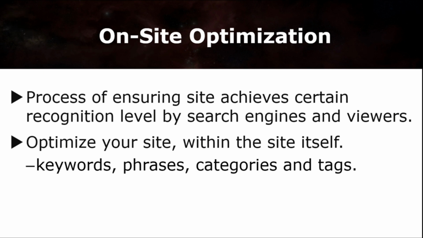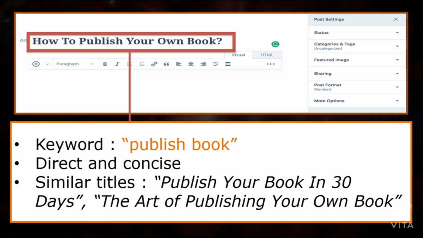Let's first discuss the on-site optimization. This agent is known for the process of ensuring that your own site would achieve a certain recognition level by both search engines and your viewers. The approach is direct. All you need to do is optimize your site within the site itself. Now, how do you do that? You'll need to ensure that you put the right keywords, phrases, categories, or even tags. Why? Well, Google will need to know the subject matter of your site in order to steer it to the right search results. Let us illustrate an example for you.